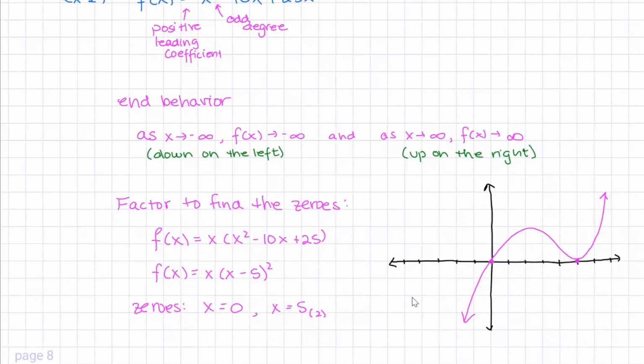So any questions over anything? Because finally made it to the end. It seems like a lot, but it really isn't. I mean, the new thing was really end behavior and zeros and multiplicities.